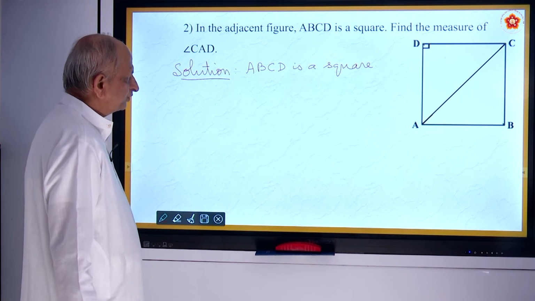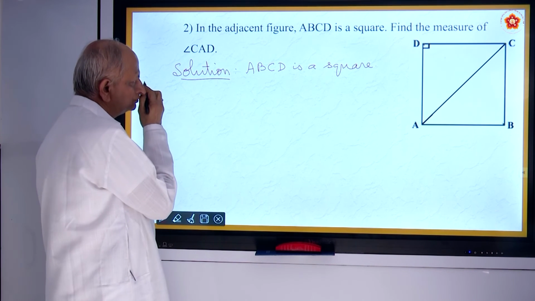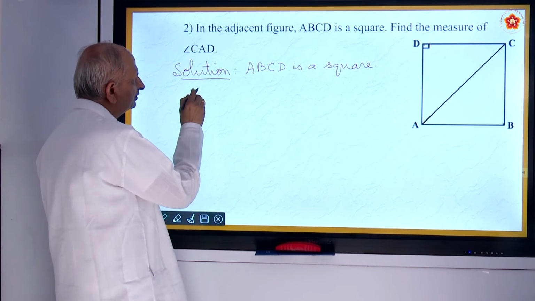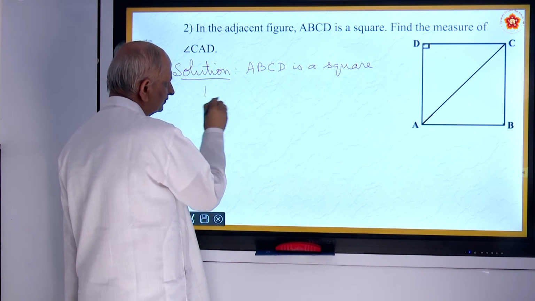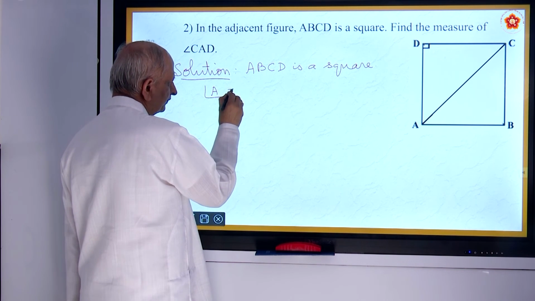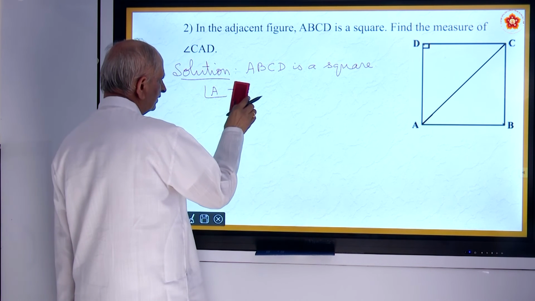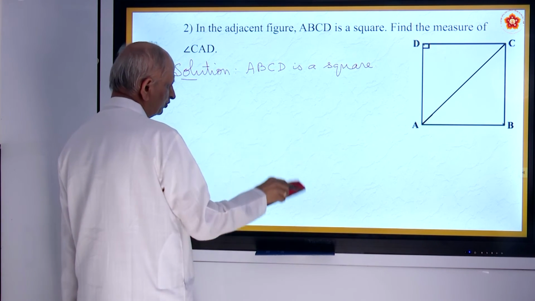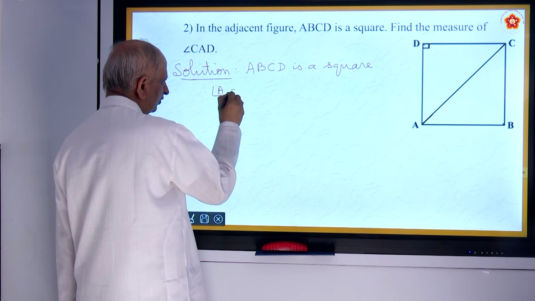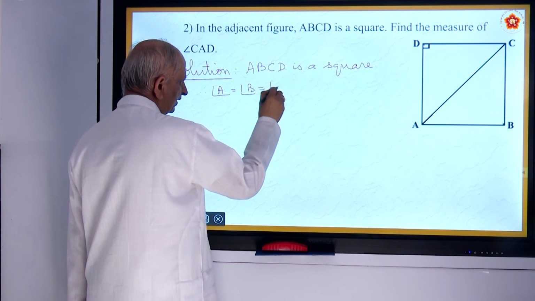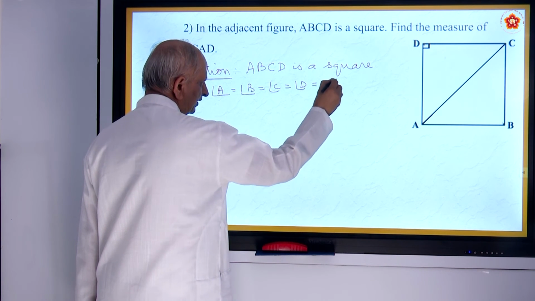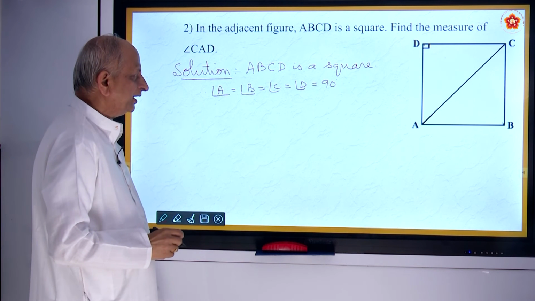Now if the ABCD is a square, they are asking, you are given the angle D. Therefore angle A, they are asking angle A. In that angle A there are two angles. So you can write, therefore angle A is equal to angle B is equal to angle C is equal to angle D is equal to 90 degrees. That is the property of a square. All angles are equal, correct?